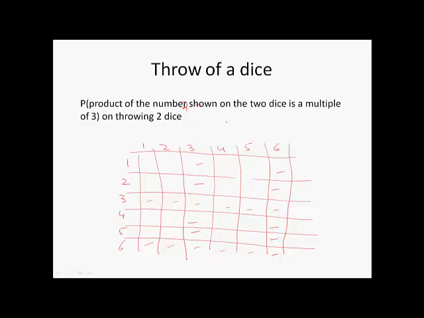So the total number of outcomes possible is 36, out of which 1, 2, 3, 4, 5, 6, 7, 8, 9, 10, 11, 12, 13, 14, 15, 16, 17, 18, 19 and 20 are those which are multiples of 3. So when I reduce this, I get 4 5s are 20 and 4 9s are 36. So the probability that the product of the numbers shown on the two dice is a multiple of 3 is 5 by 9.